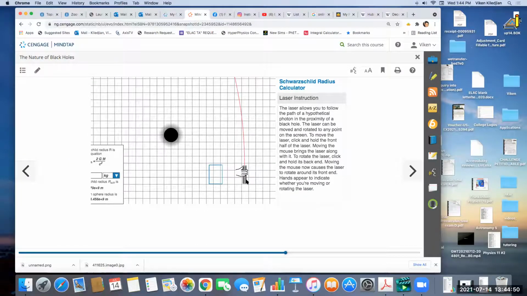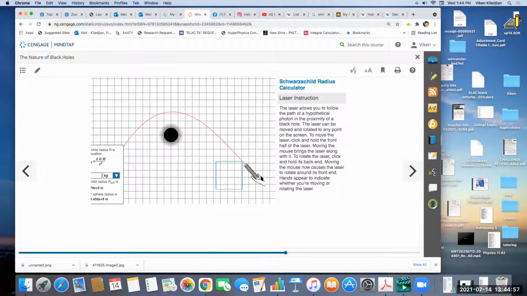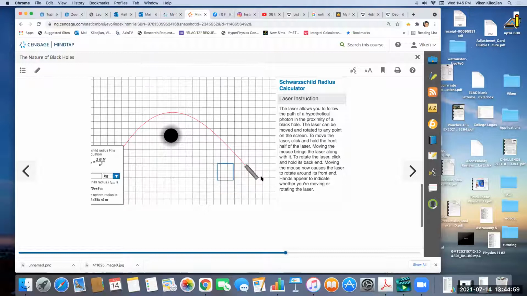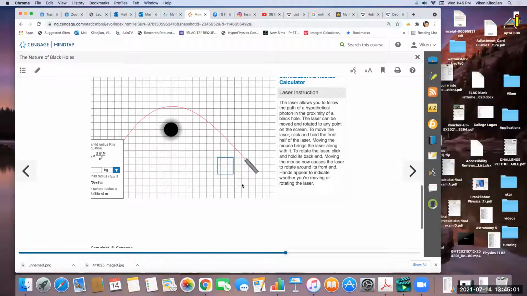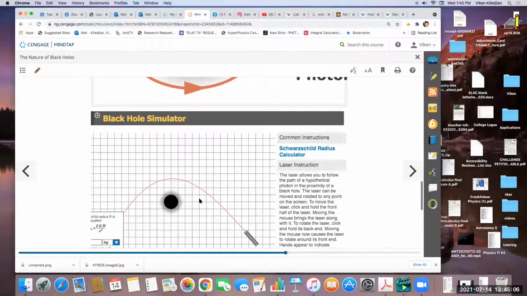How do you rotate here? Oh, there you go. Oh, okay. You can aim it at anything. You see, you're still not trapped. So each of these boxes are representing what?